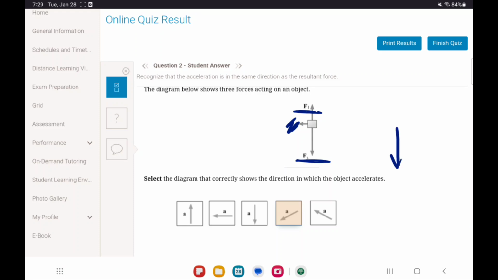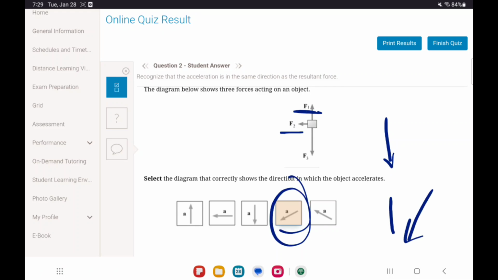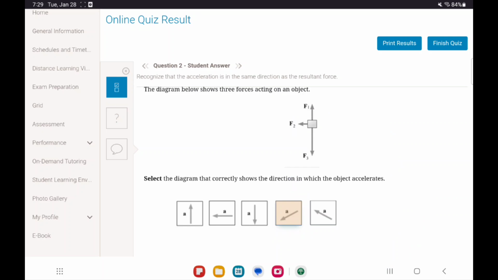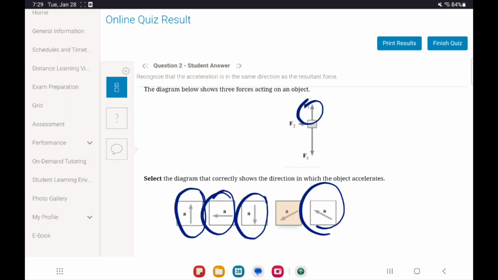But since you also have this side here, the F2, it's going down, but it's going to the side of F2 also. So this is the only one that's going down at an angle. The other one's just going up. This is going straight down. We can't have that because we still have F2. This is going straight to the side. We can't have that too. And this is going up. Up is the smallest force, so we can't have it going up.